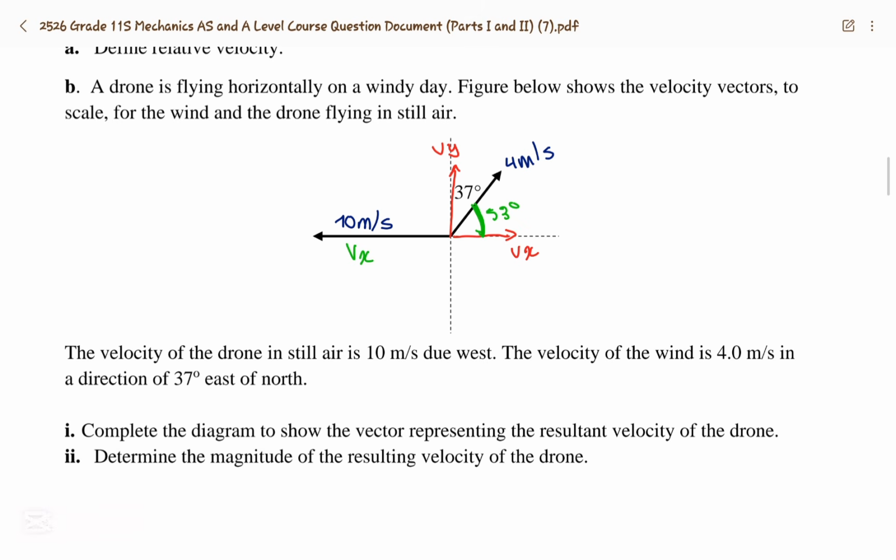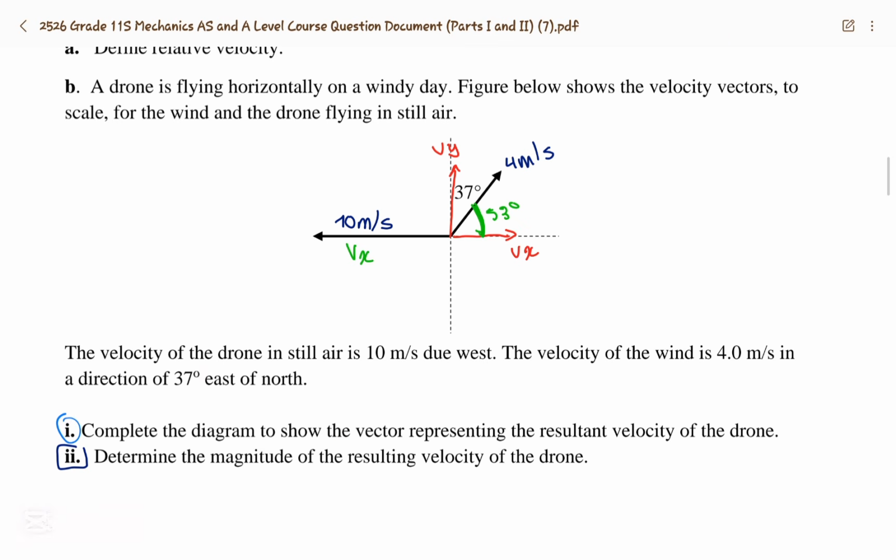Oh, you could do this in another way. You know what I'm gonna do? I'm gonna solve part 2 first, because I do it in a different way than how they did it, and then I'm gonna do part I. Let's start first of all with part I, determine the magnitude.